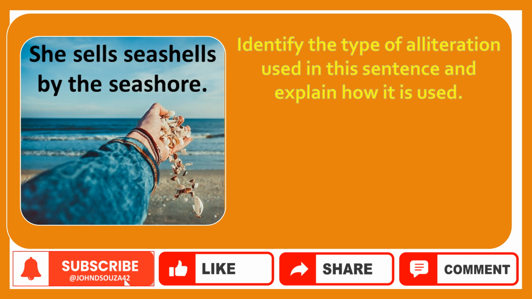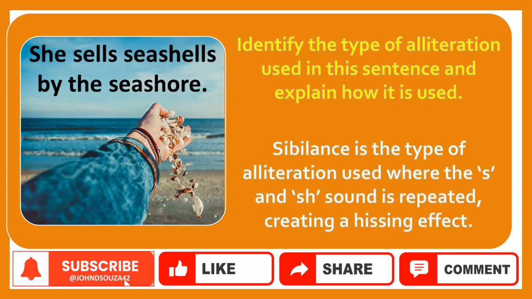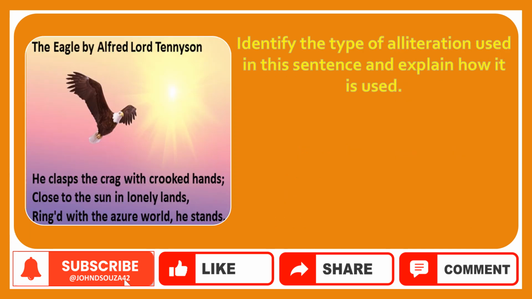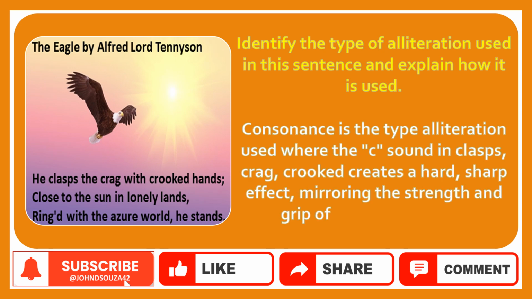Identify the type of alliteration used in the sentence and explain how it is used. Sibilance is the type of alliteration used, where the S and sh sound is repeated, creating a hissing effect. Identify the type of alliteration used in this sentence and explain how it is used. Consonance is the type of alliteration used, where the C sound in clasps, crag, and crooked creates a hard, sharp effect, mirroring the strength and grip of the eagle's claws.